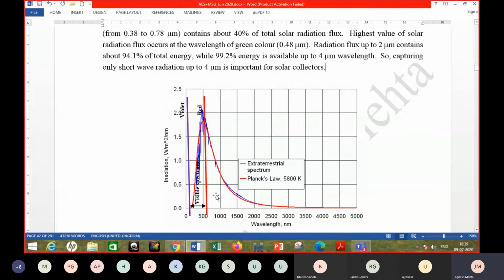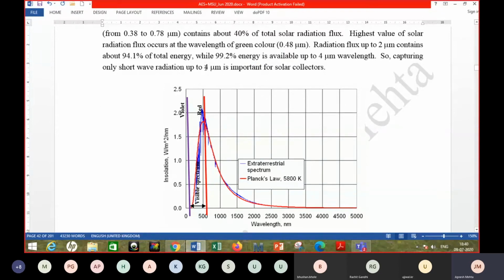Of course, no absorber will have 100% absorptivity, but still you try to coat the absorber surface with a material which has very high absorptivity in the wavelength range up to 4 micrometer. Because absorptivity is also a function of the wavelength. It's not that all materials have the same absorptivity for all wavelengths. It changes with wavelength.